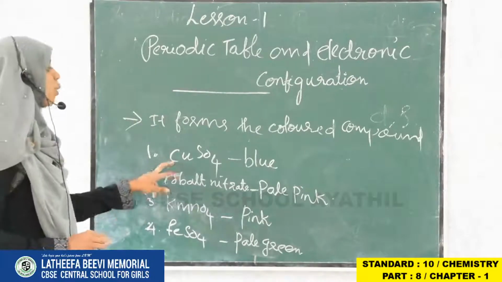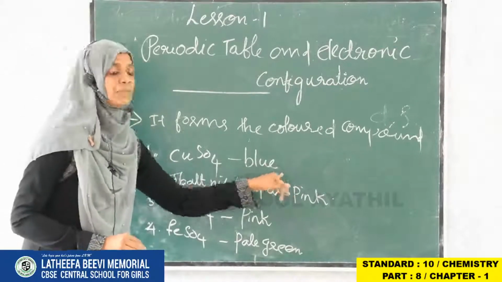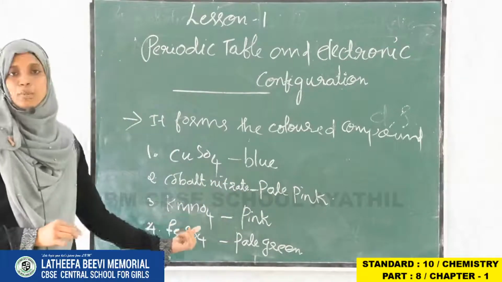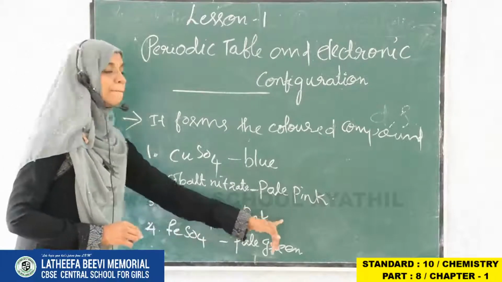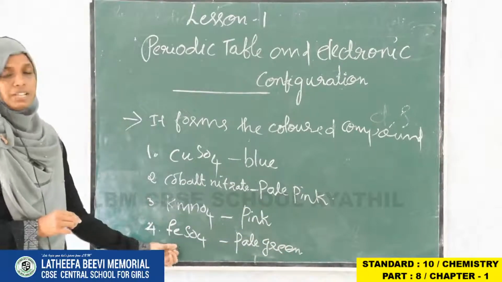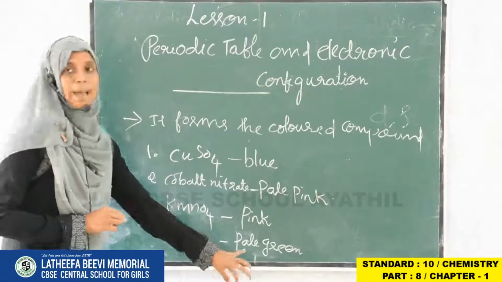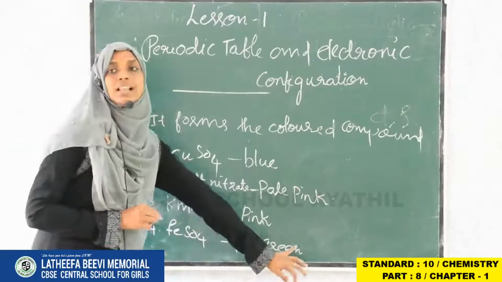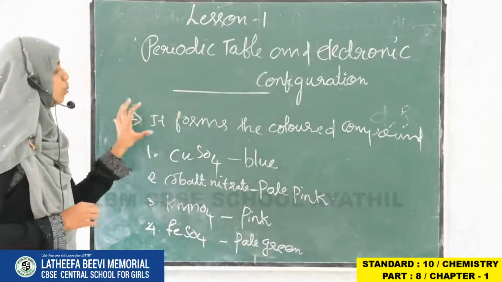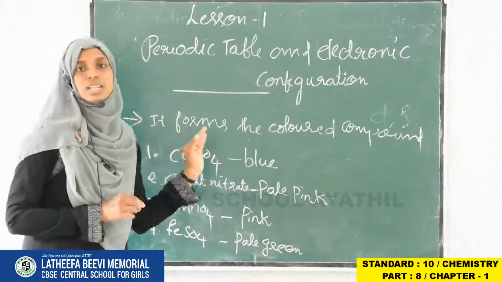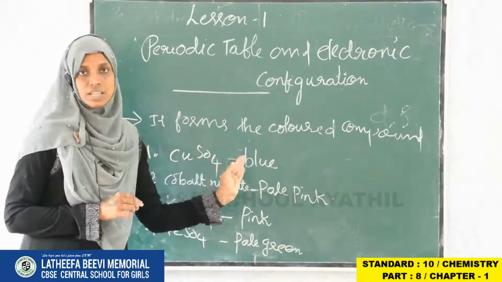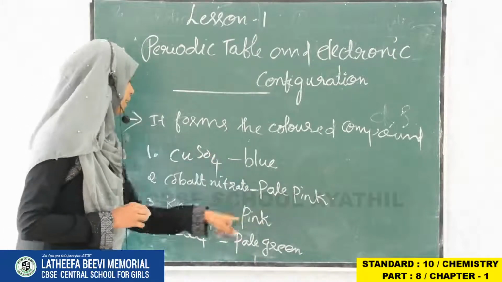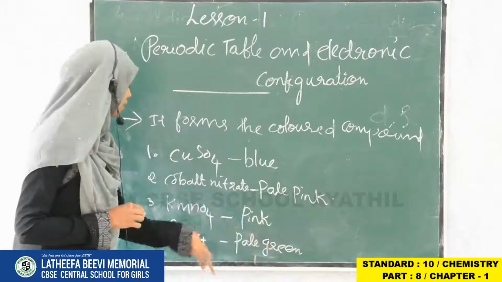What are they? Copper sulfate is blue in color, cobalt nitrate is pale pink, KMnO4, potassium permanganate, shows pink color, and ferrous sulfate shows pale green. So these are some of the compounds which are colored in the D block or transition elements. Copper sulfate shows blue color, cobalt nitrate pale pink, potassium permanganate pink, and ferrous sulfate pale green.